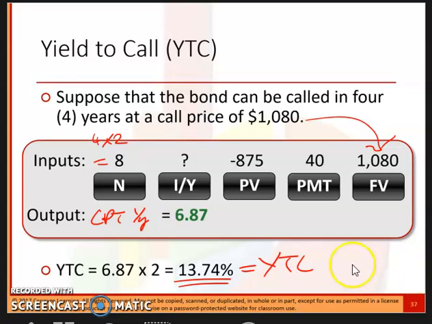All right, we'll start the next lecture on interest rates and bond values.